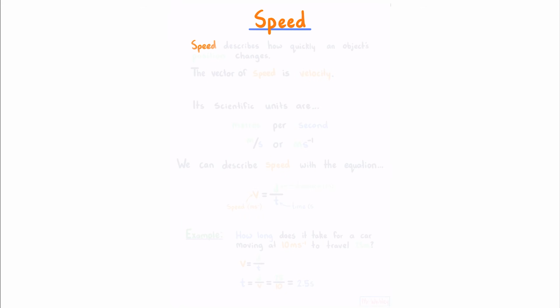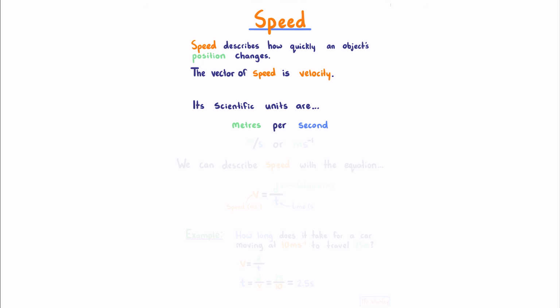Speed. Speed describes how quickly an object's position changes. The vector of speed is velocity. Its scientific units are meters per second, which we can write as meters divided by seconds, or if you accept that 1 over a second is second to the power of -1, we can also write ms^-1. We can describe speed with the equation that our speed, symbolized by v, is distance divided by time. Note that our units of meters and seconds give us our final unit of meters per second.